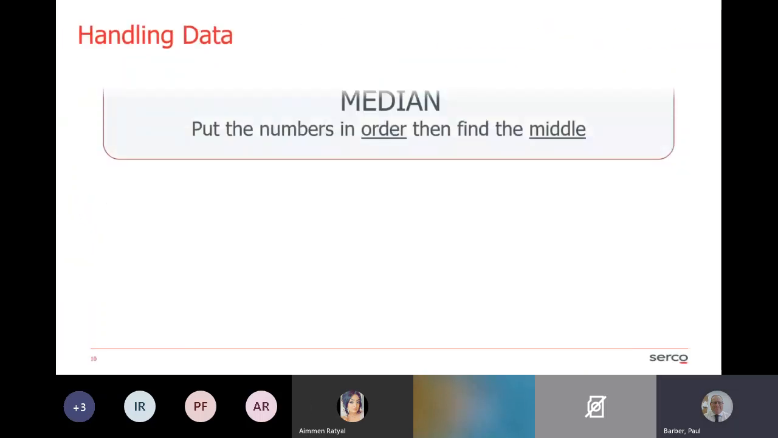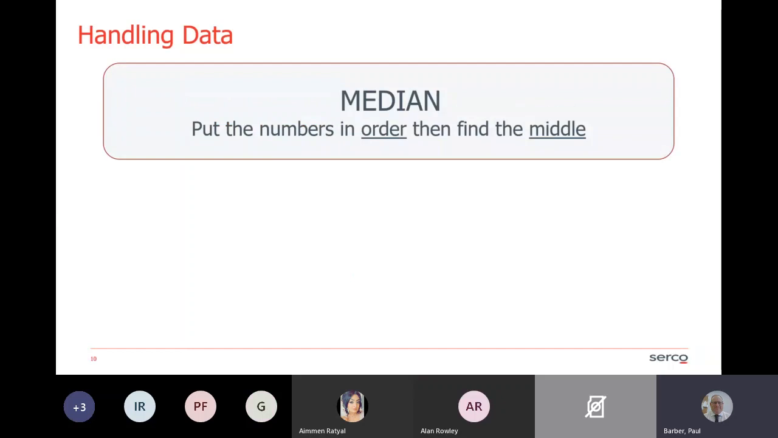The next type of average I mentioned was called the median. And the best way to do this, you need to find the middle number. So the easiest way to do that is to put the numbers in order, which again, I've done nice and handily in advance. And then you simply find the middle number. You put them in order and find the middle number.